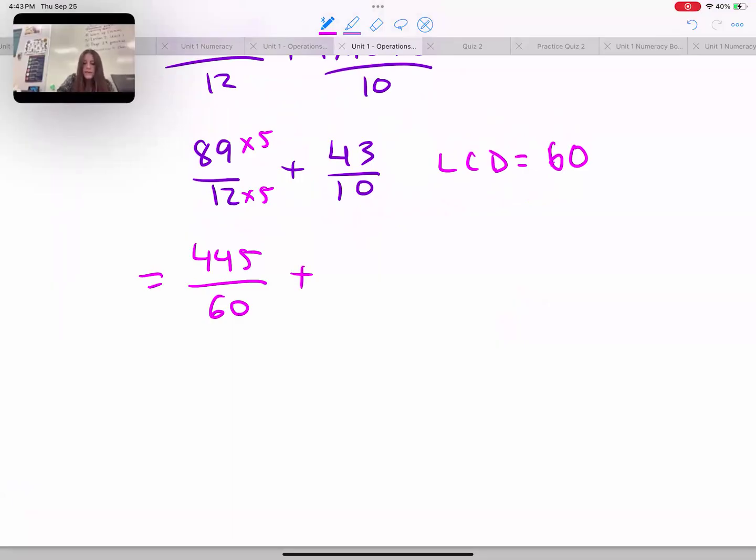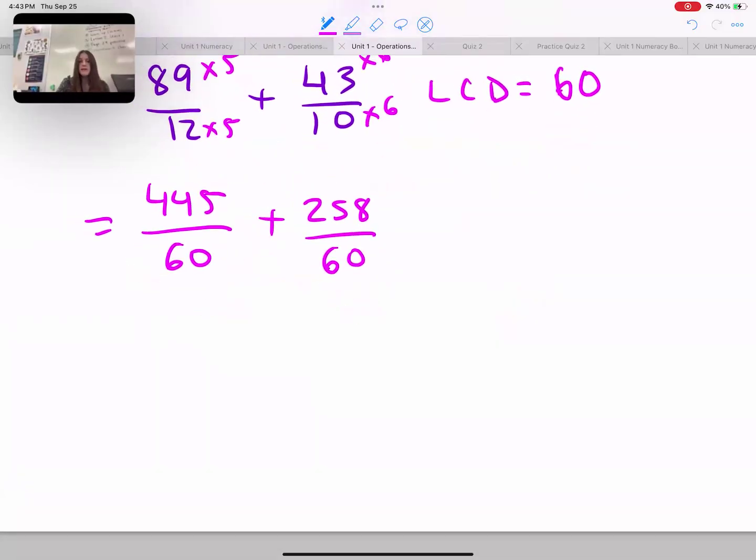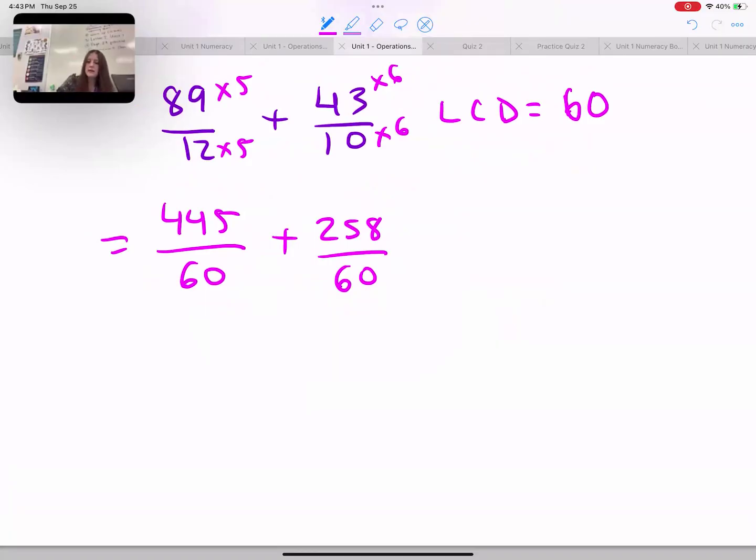And then for this one, I'm multiplying by 6 to make it be over 60. And that is going to give me 258 over 60. Oh my goodness, that is a big number. Let's add those two together really quickly. I'm going to set it up on the side here.